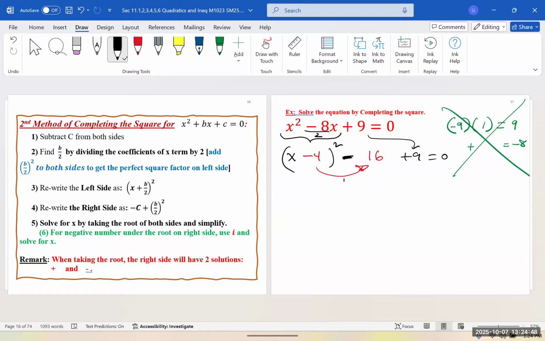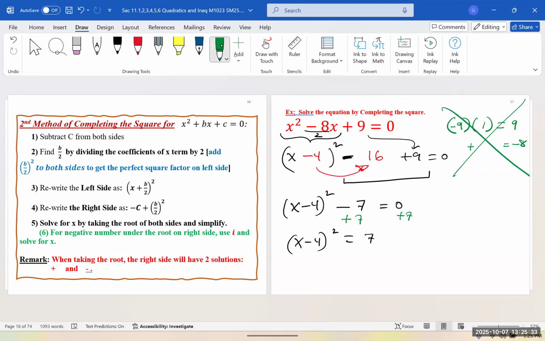So now, see these two are like terms, right? Minus 16 plus 9. So you keep x minus 4 squared. And when you combine minus 16 plus 9, what do you get? Minus 7. You don't have to add the 16 on the other side. So now this is algebra. You add 7, so you get x minus 4 squared equals 7.